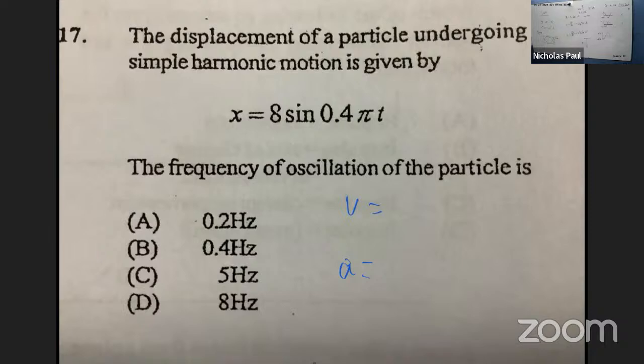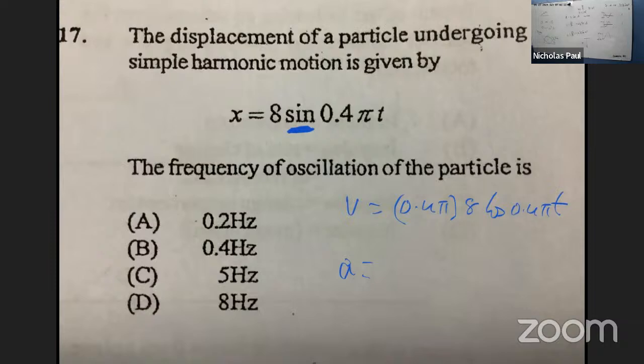Right, so velocity is what? Velocity is 0.4 pi multiplied by 8 cos 0.45 t. Remember that? The differential of sine is cos, and the differential of 0.4 pi is 0. Sorry? The differential of sine is positive cos. Yeah. The differential of cos is minus.